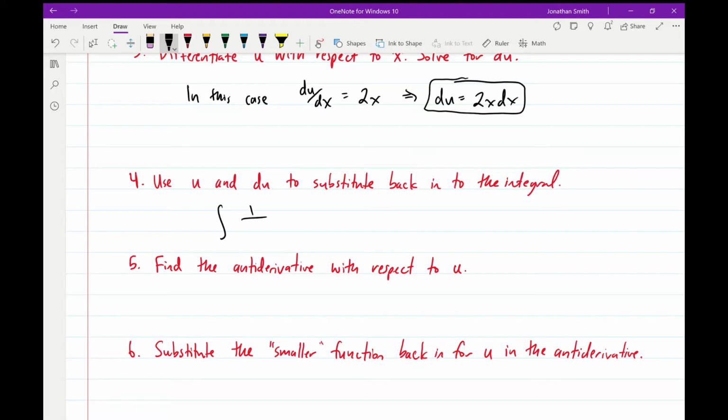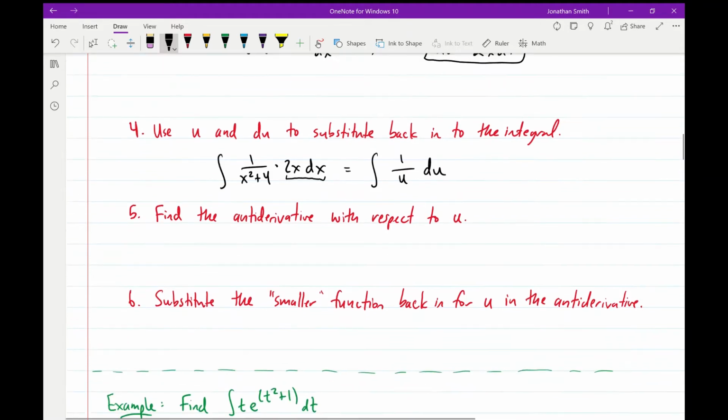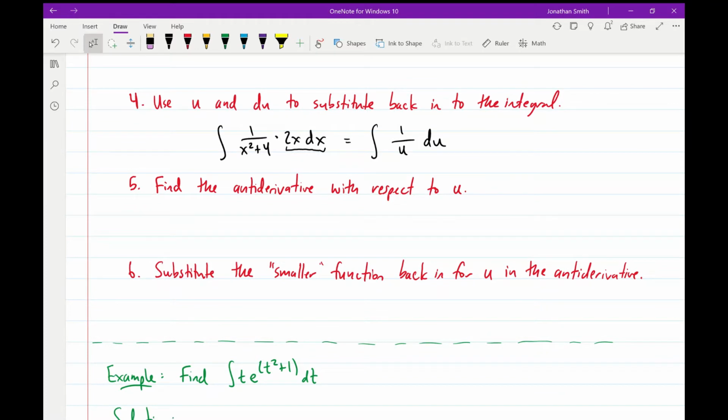So here we started with the integral of 1 over x squared plus 4 times 2x dx. But we said that u is equal to x squared plus 4. So substituting with u, we get a 1 over u now. And now du is equal to this 2x dx. So we rewrite it as the integral of 1 over u du. Now the next step is to find the antiderivative of this new integral in terms of u.